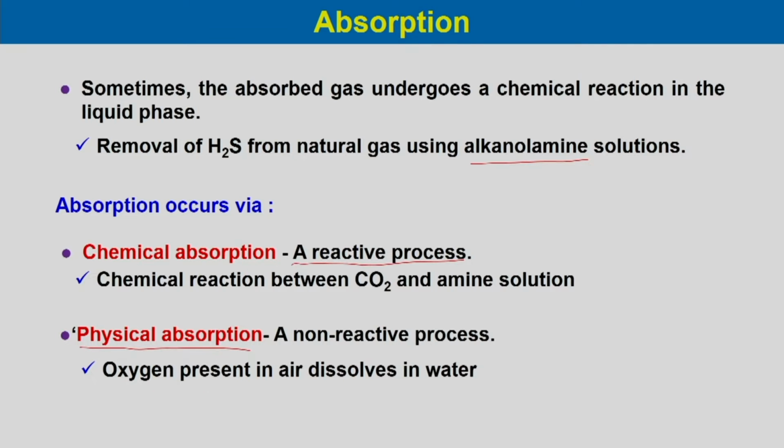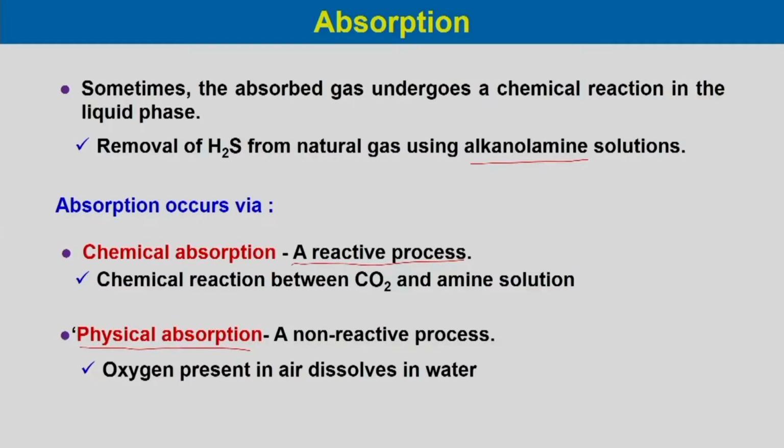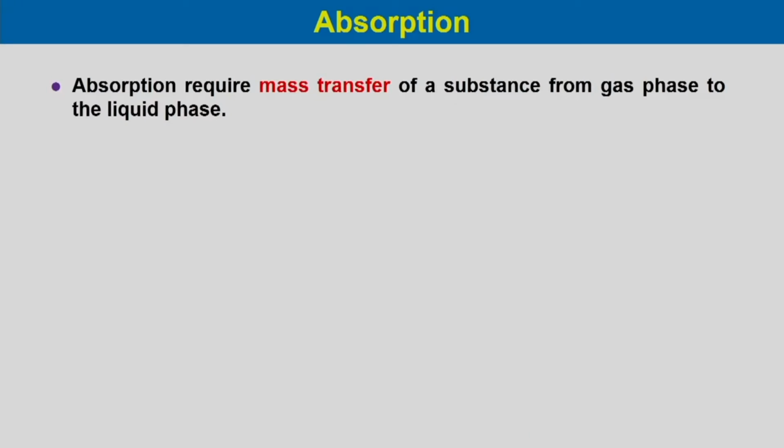Like oxygen present in the air, it dissolves in water. Water also contains dissolved oxygen, because we have about 20% oxygen in the air, and from there it dissolves in the water as well. So, these are the two processes via which absorption takes place. Absorption requires mass transfer of a substance from the gas phase to the liquid phase. As we have said before, there is a solute transfer from the gas phase to the liquid phase, like carbon dioxide present in a mixture of other inert gases.